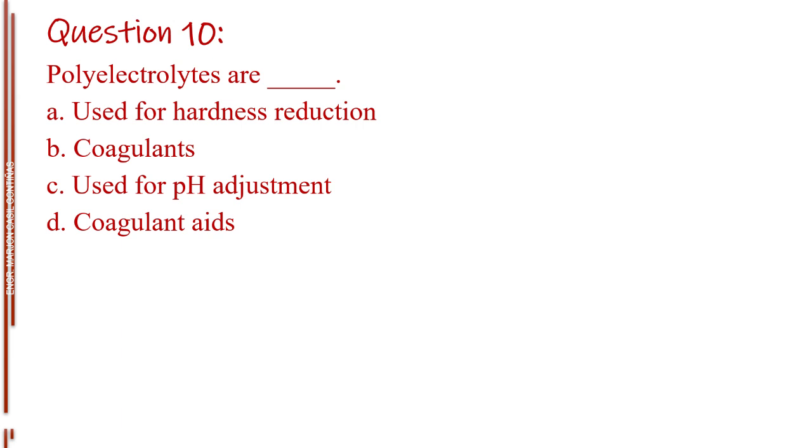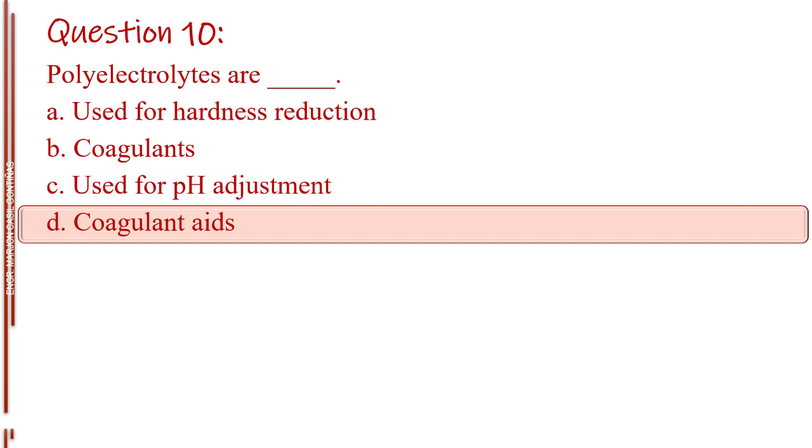Question number 10. Polyelectrolytes are blank. Letter A, used for hardness reduction. Letter B, coagulants. Letter C, used for pH adjustment. Letter D, coagulant aids. The answer is letter D, coagulant aids.